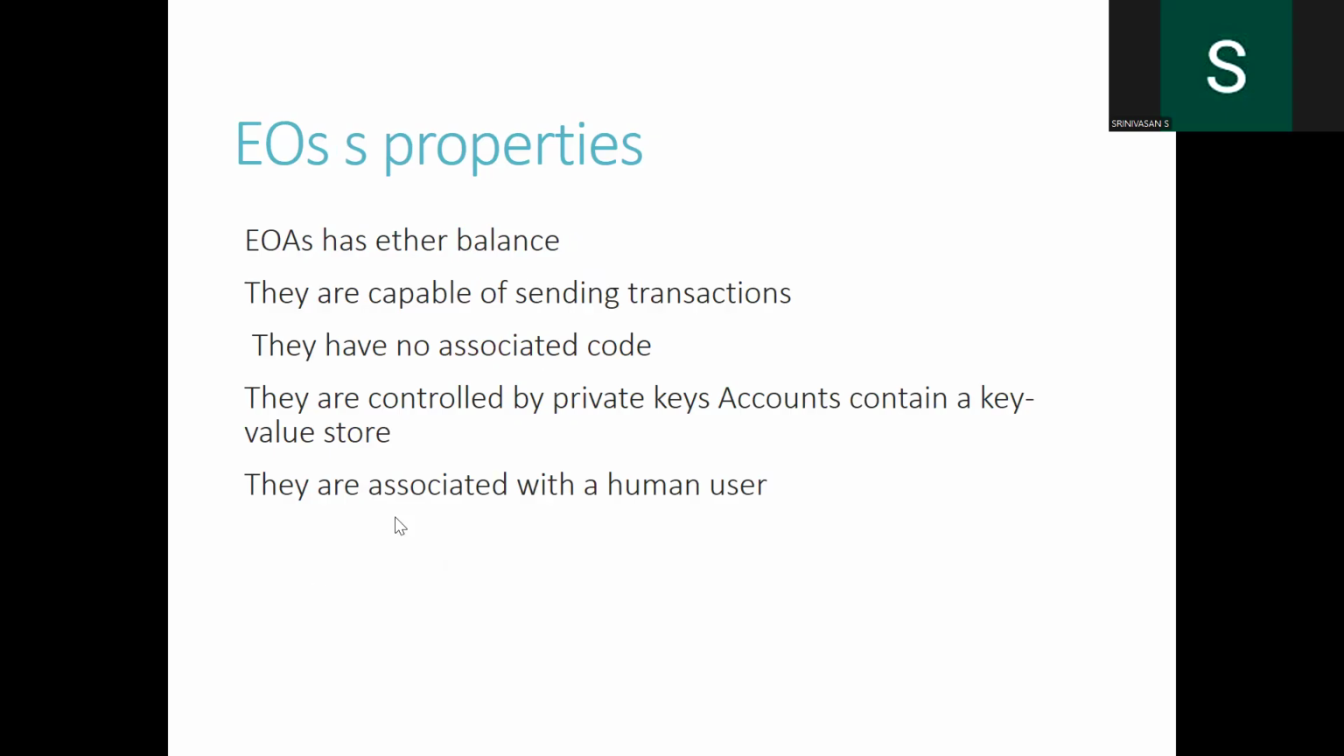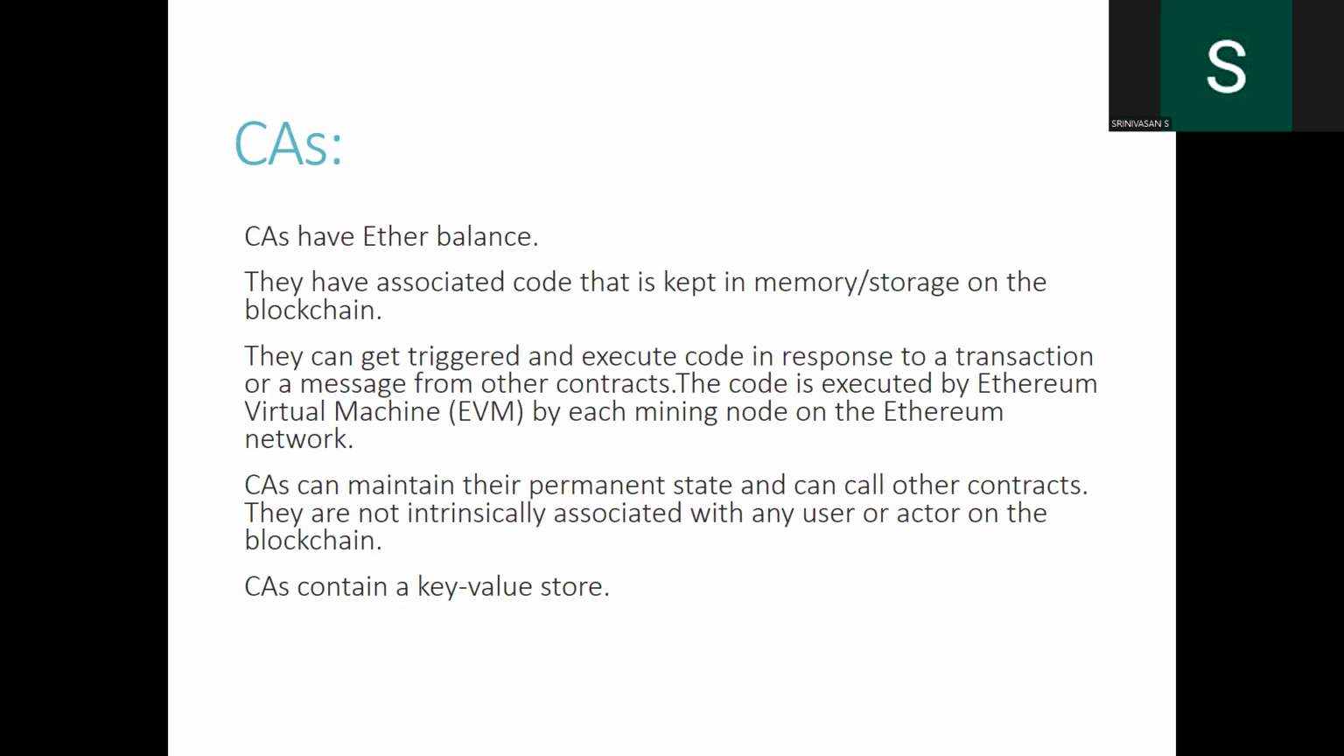Now we see the important properties of EOAs. EOAs have an Ether balance, they are capable of sending transactions, they have no associated code, and they are controlled by private keys. These kinds of accounts contain a key value store, and they are associated with a human user.